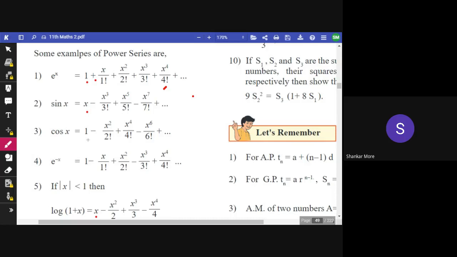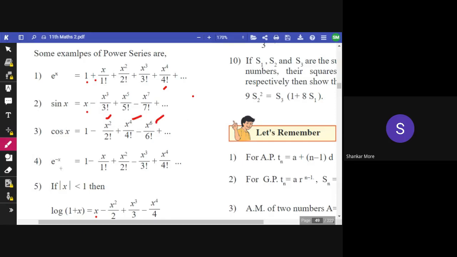ठीक है, cos x में आप क्या करेंगे, even numbers, x raised to 0 divided by 0 factorial, 0 factorial is 1, always remember this. X raised to 2 divided by 2 factorial, x raised to 4 divided by 4 factorial. Okay, so this is how you remember cos series. Cos series is for even, x raised to 2 is even, x raised to 4 is even, x raised to 6 is even.